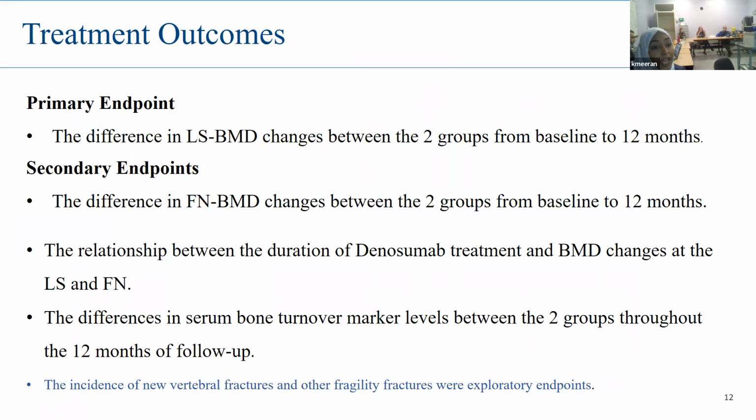The primary endpoint was to measure the difference in lumbar spine bone mineral density changes between the two groups from baseline to 12 months. The secondary endpoints were to measure the difference in femoral neck bone mineral density changes between the two groups from baseline to 12 months, to measure the relationship between the duration of denosumab treatment and the bone mineral density changes at the lumbar spine and femoral neck, and to measure if there's a difference in the serum bone turnover marker levels between the two groups throughout the 12 months. They also added an exploratory endpoint, to measure the incidence of new vertebral fractures or any fragility fractures at the end of the study.